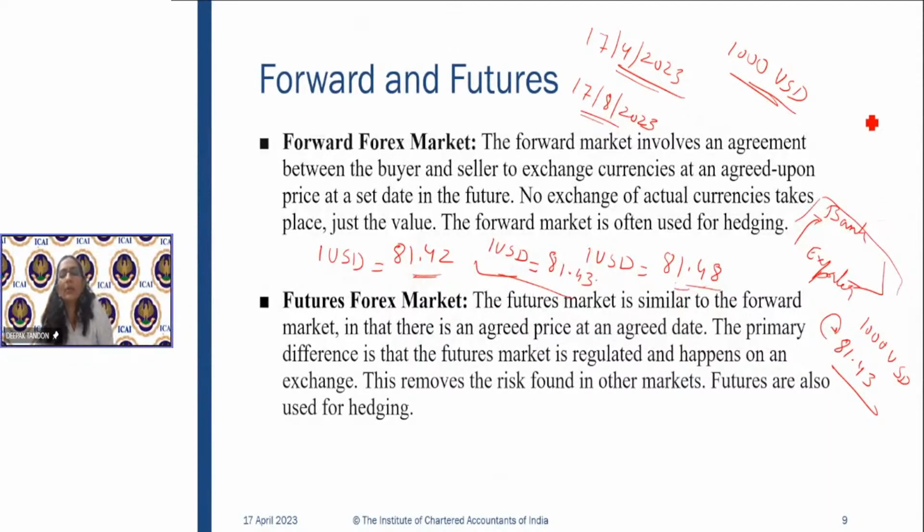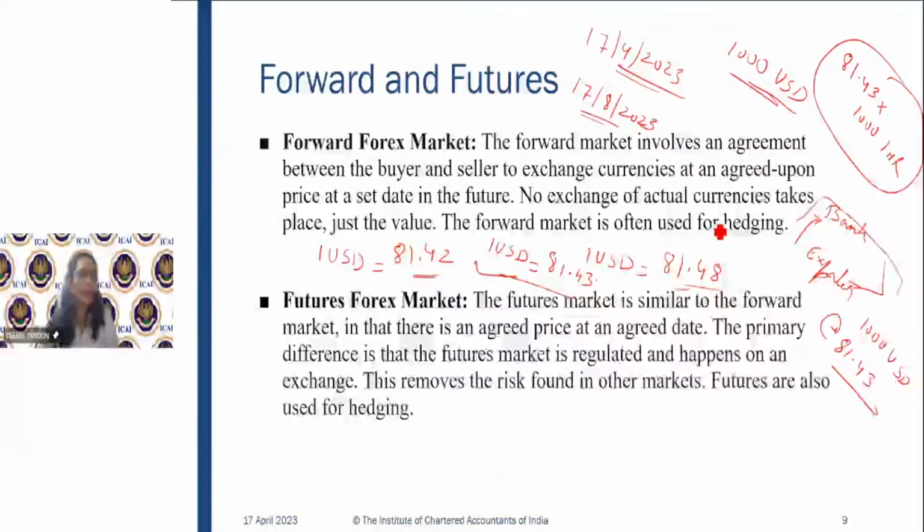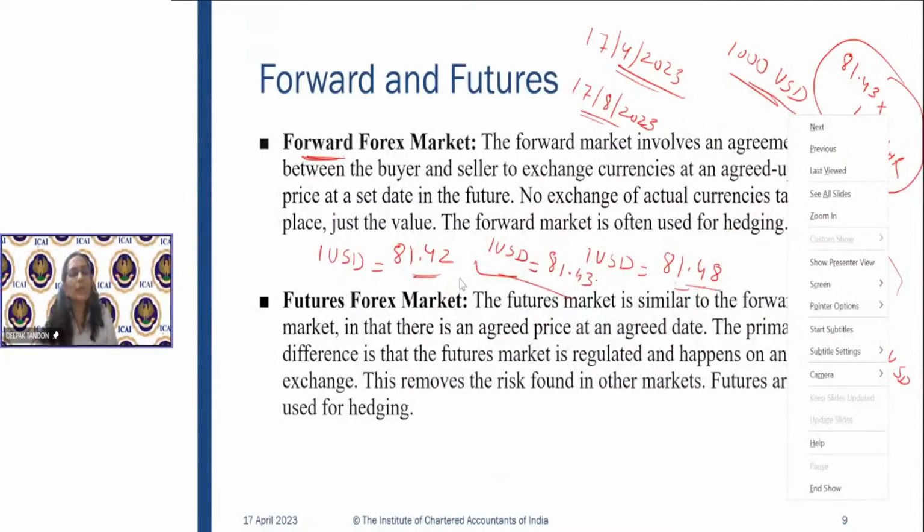So the bank will give how much? 81.43 into 1,000 INR. This is the forward rate. Today, on 17th of April, the rate has been freezed for the future payment. And this is going to be honored by the bank. Okay, this is known as forward rate.